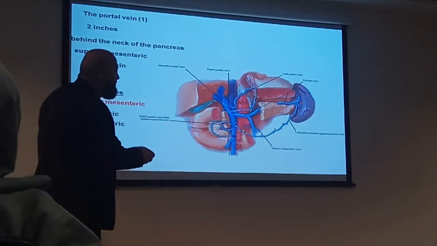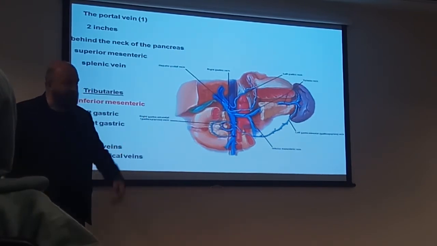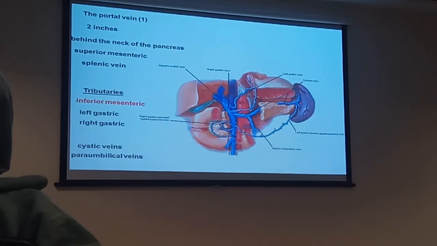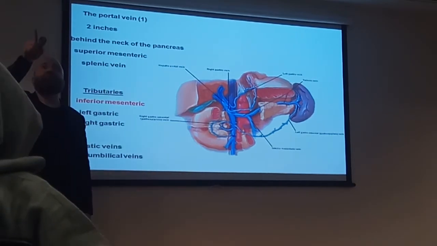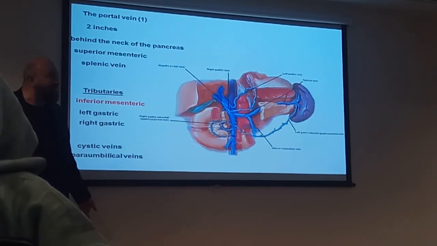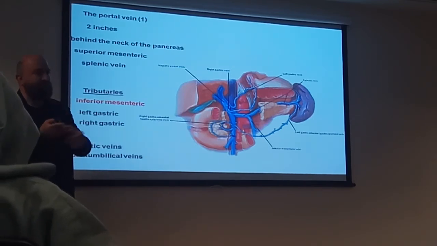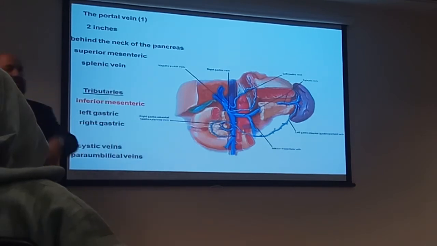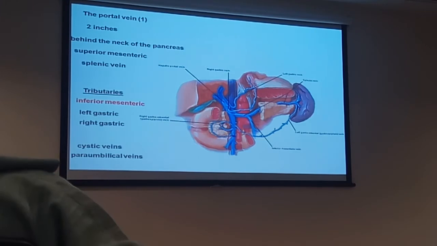Don't memorize which one goes to the portal, which goes to the splenic, which goes to the superior mesenteric. For now, I'm not going to ask you about that. But I really want you to know the veins that will drain into the portal circulation. And I'm not going to ask you to name them. Again, it would be a stupid question. You would tell me left gastric, right gastric, right gastroepiploic, left gastroepiploic, short gastric, superior mesenteric, inferior mesenteric, and pancreaticoduodenal.